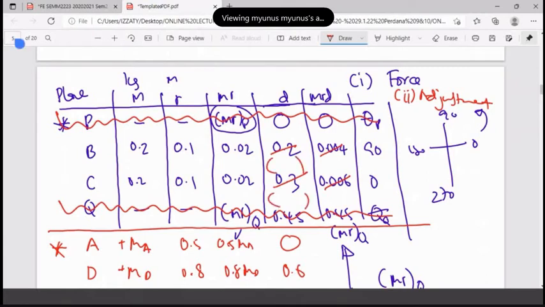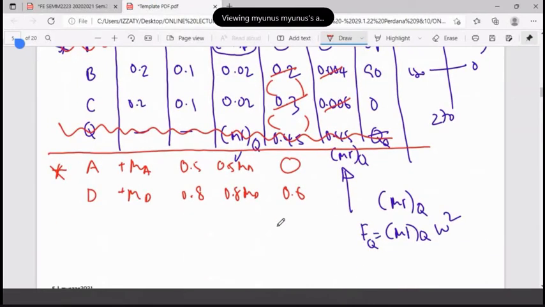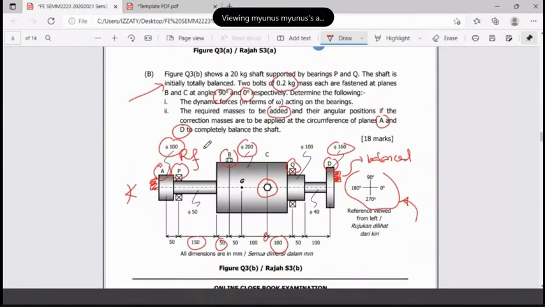Then you construct, or you draw, another polygon. I'm going to share this one with you, then you do the next step, yeah? Okay? Any question? So what else? What does the question need now? Okay, that's about it for question number B.